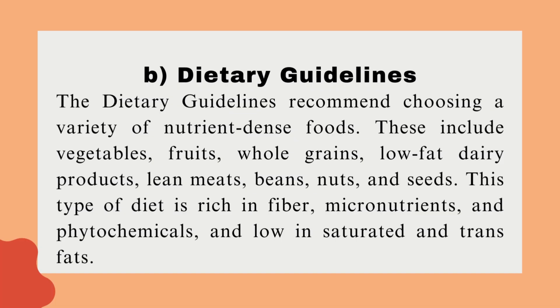Second tool is dietary guidelines that include recommendations that are designed to help people choose a diet and lifestyle that will promote health and reduce chronic disease risks. The dietary guidelines recommend choosing a variety of nutrient-dense foods. These include vegetables, fruits, whole grains, low-fat dairy products, lean meats, beans, nuts, and seeds. This type of diet is rich in fiber, micronutrients, and phytochemicals, and low in saturated and trans fats.